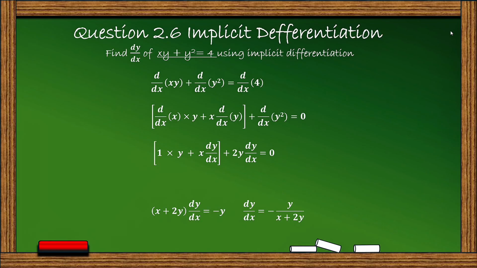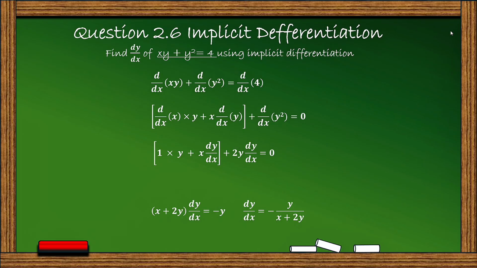For question 246, implicit differentiation, the question was to find dy per dx of xy plus y square equal 4 using implicit differentiation. We differentiate both sides with respect to x, treating y as a function of x.